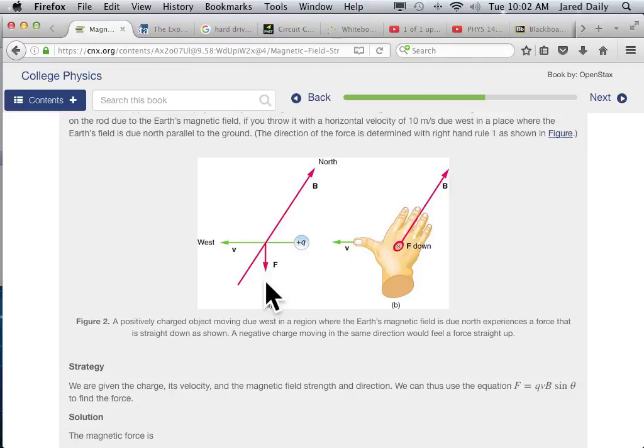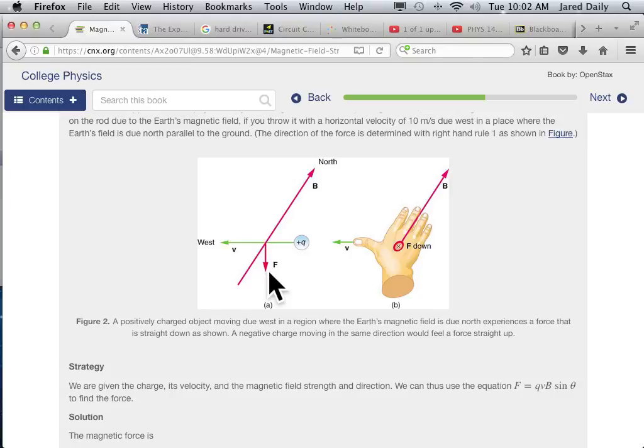The right-hand rule says you put your thumb in the direction of the velocity of the particle, you put your fingers in the direction of the magnetic field, and your palm will point towards the force that the charge feels. The charge feels a downward force. So this particle will no longer be going just west. It will be going west and down, right?